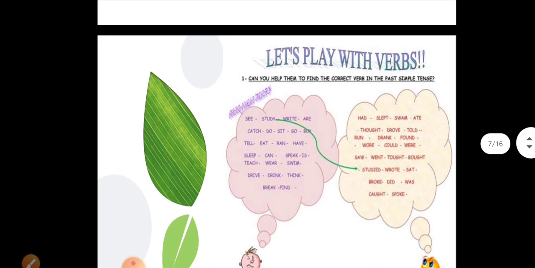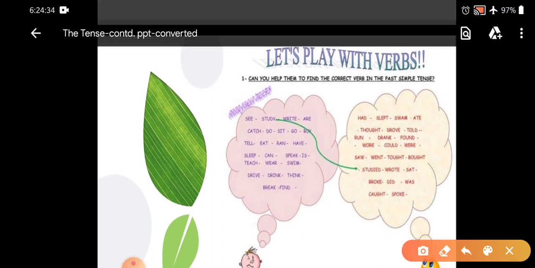So now this is for you students. You have to play with verbs. It sounds very simple, but sometimes we get stuck when we are going to convert a verb from present into past. So these are two bubbles given to you. You can just match the present form with the past form. First is done for you, study and studied. Then second one is see. So you have to search for its past form and do it accordingly.